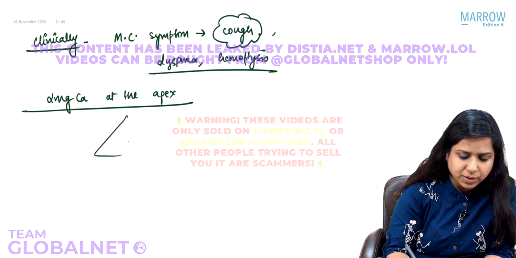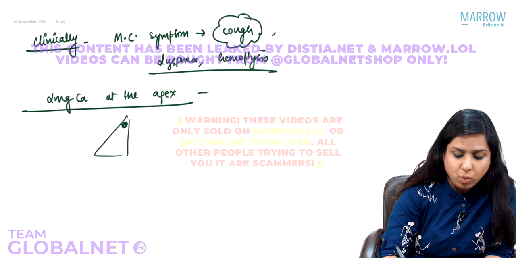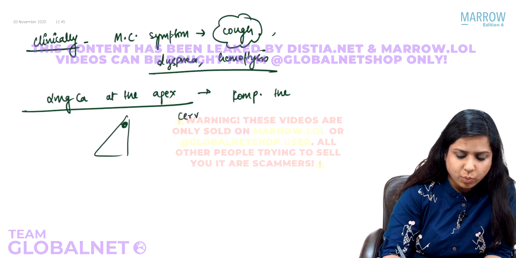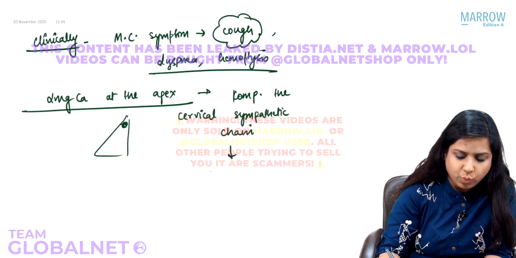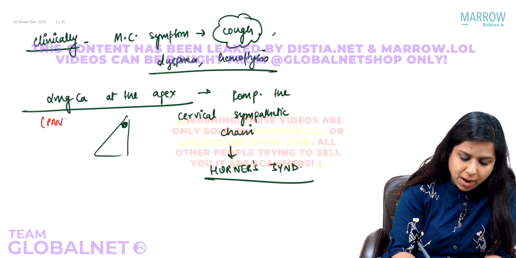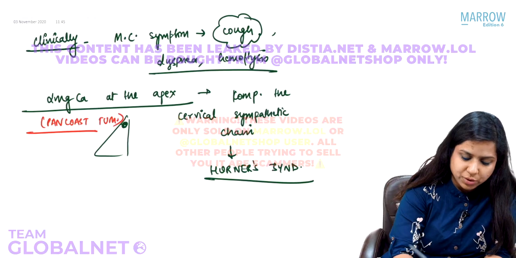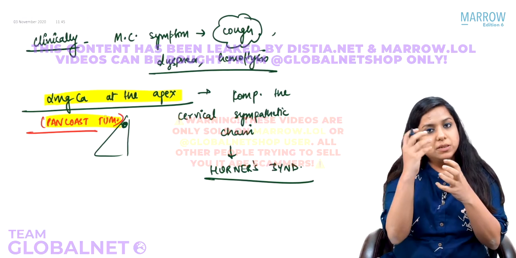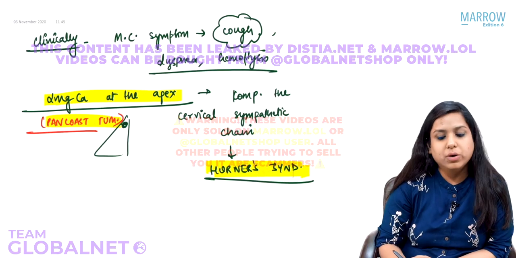If the lung cancer is present at the apex of the lung, it compresses the cervical sympathetic chain, and what it will produce, students, is something called Horner's syndrome, right? And this lung cancer at the apex is also called Pancoast tumor. This lung cancer at the apex called Pancoast tumor, what will it do? It will compress the cervical sympathetic chain and produce Horner's syndrome.